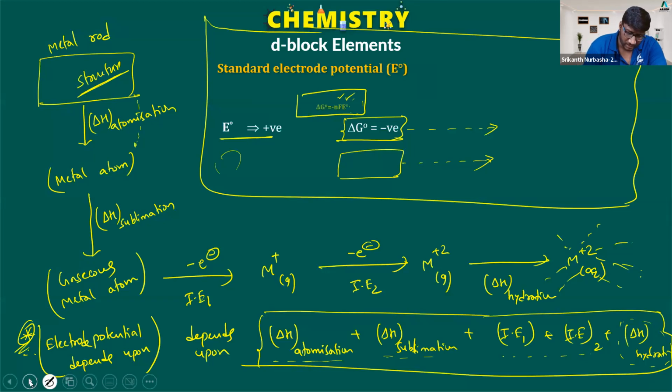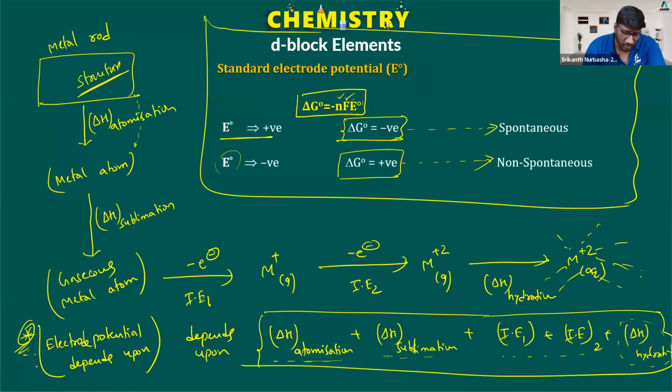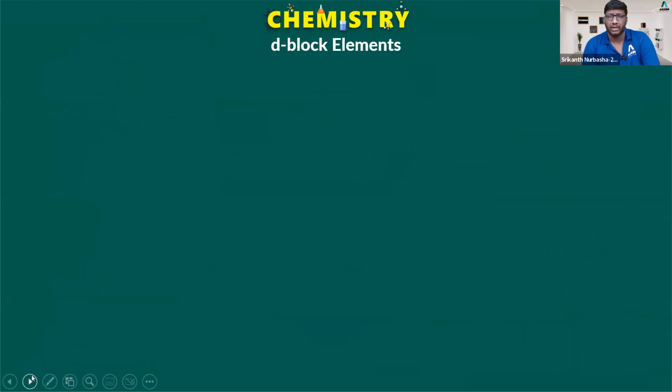So let us continue with our discussion without wasting any time. Last class we discussed electrode potentials in the d-block series, especially the 3d series. Let us comment on a few more things on this particular electrode potential. Then we will go to some important compounds of d-block elements like potassium dichromate and potassium permanganate.